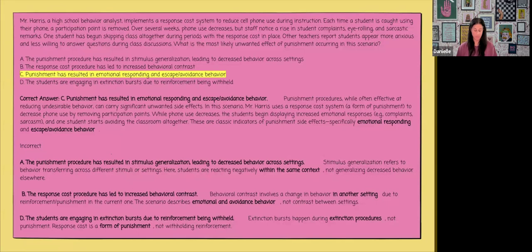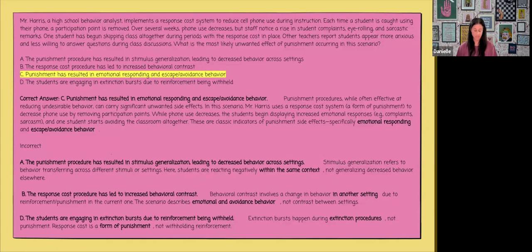It is not B, the response cost procedure has led to an increase in behavior contrast. Behavior contrast involves a change in behavior in one setting, or another setting, due to reinforcement or punishment in the current one. This scenario describes emotional avoidance behaviors, not contrast between settings.